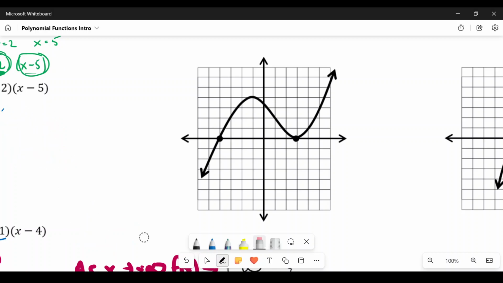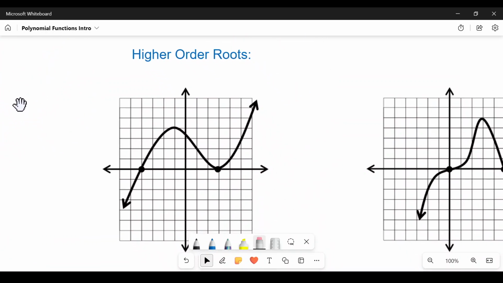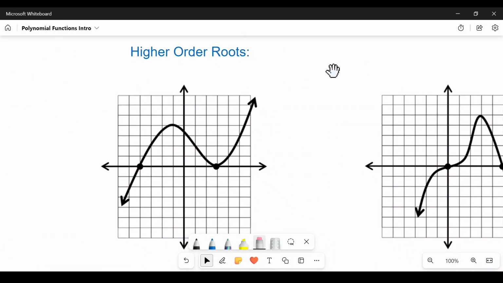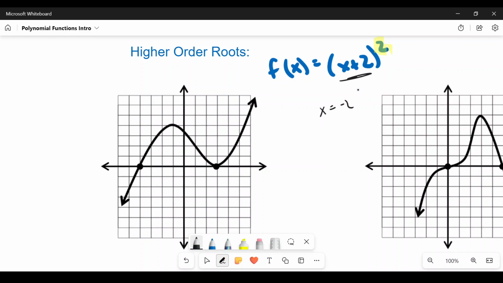So that's mostly it, with one exception, and that is that not every polynomial function has such nice normal roots. There is something called higher order roots. Basically, a higher order root is a root, let me give you an example, where there is an exponent on that binomial for the root. So we know that if this was a function I was studying, there would be a root at -2, but that tells me that it's a higher order root.